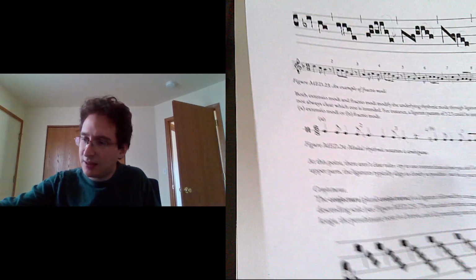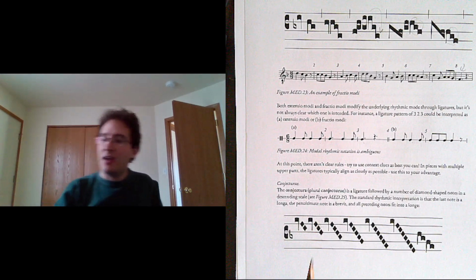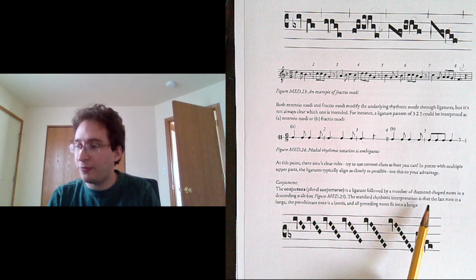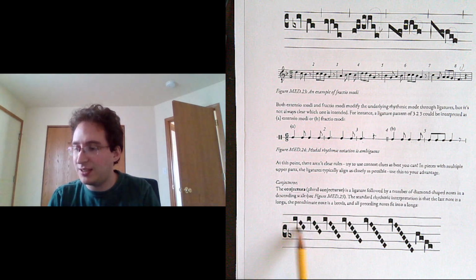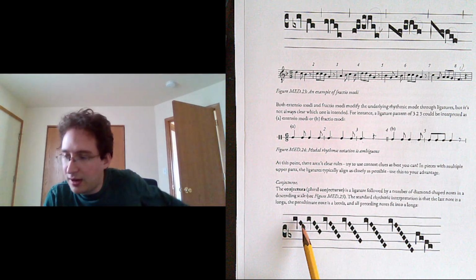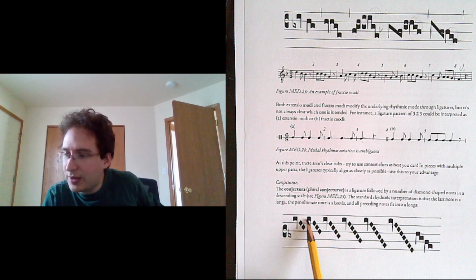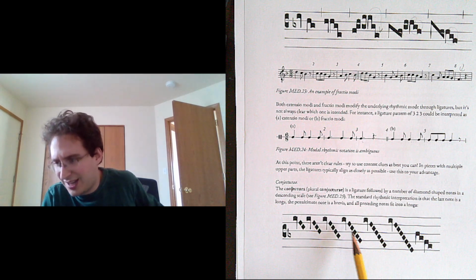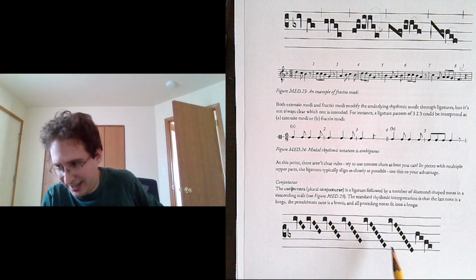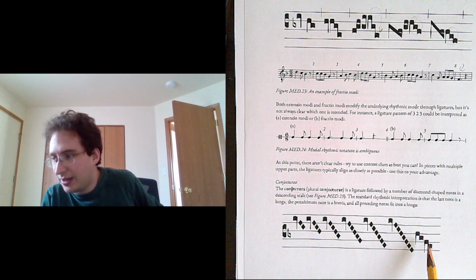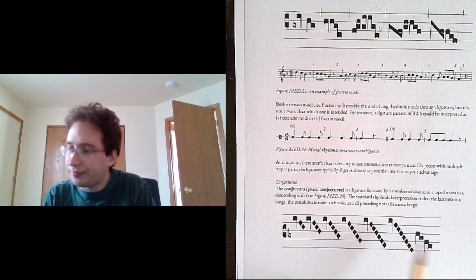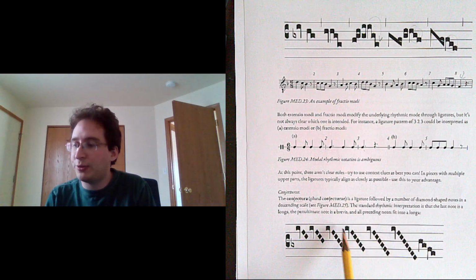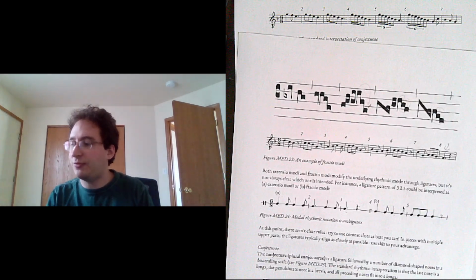One of the last things we're looking at is conjecturae, or singular conjectura. It's a ligature followed by some diamond-shaped notes. So we've seen this one where it's just a few notes, but you could have more. The standard interpretation is that the last note is going to be a longa, the penultimate note is a brevis, and all the preceding notes fit into a longa.